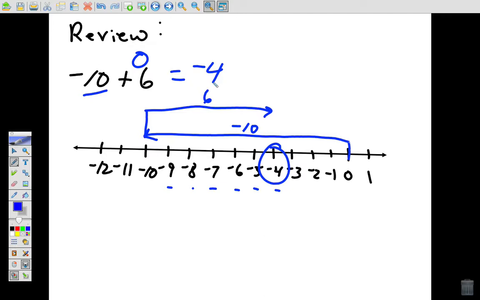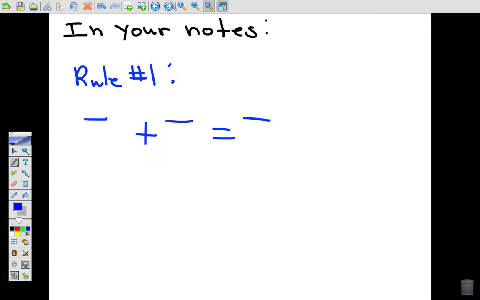The problem with this, though, is if you have really large numbers. How about if you had a negative 120 plus 42 or something like this? You probably wouldn't want to draw a number line to do that. So we need a little easier method to fall back on.